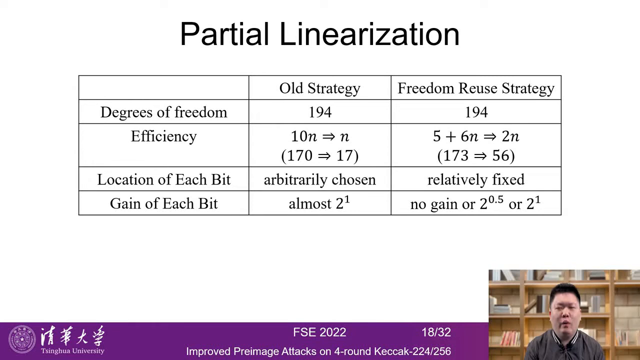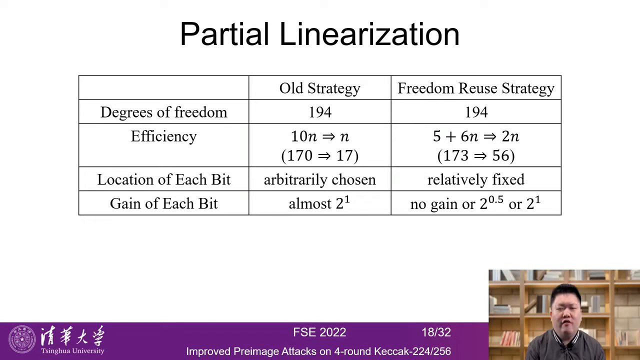Within identically 194 degrees of freedom, the old strategy sets 10 times n constants for n linearized bits, practically 170 for 17, while the freedom rule strategy sets 5 plus 6 times n constants for 2 times n linearized bits, practically 173 for 56. The efficiency gap is quite apparent.